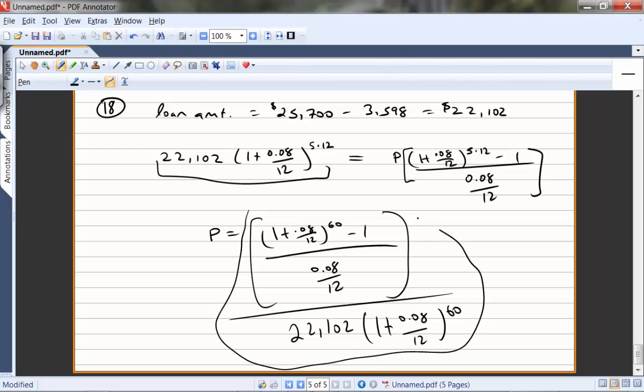All of this put into your calculator. Approximately $448 per month.